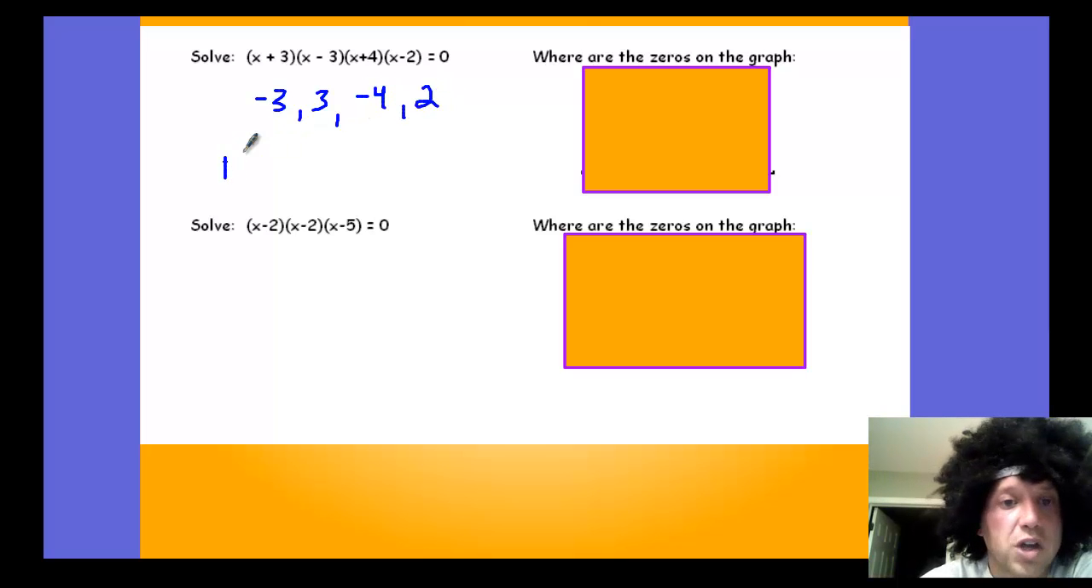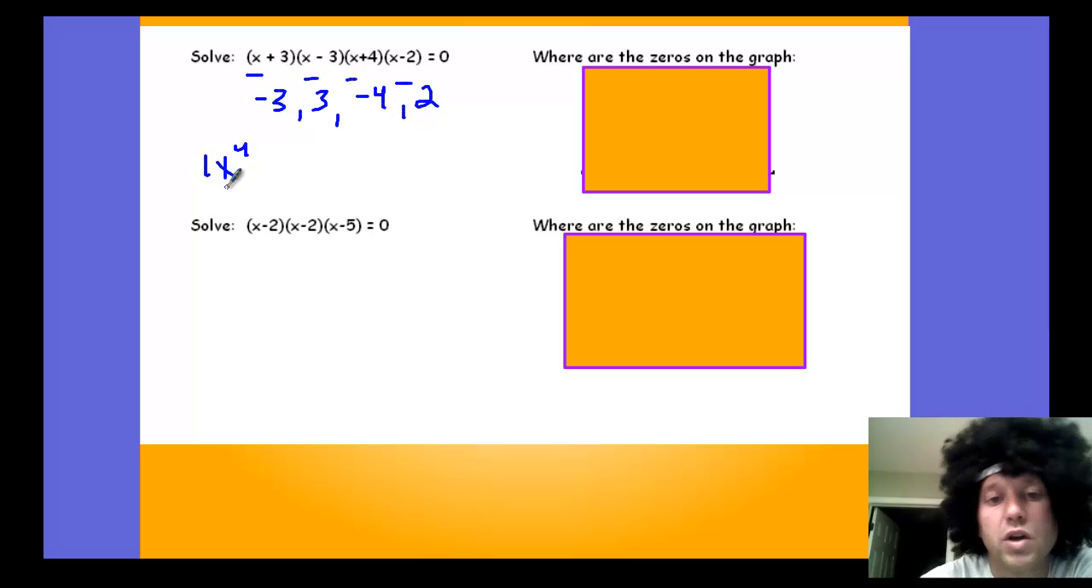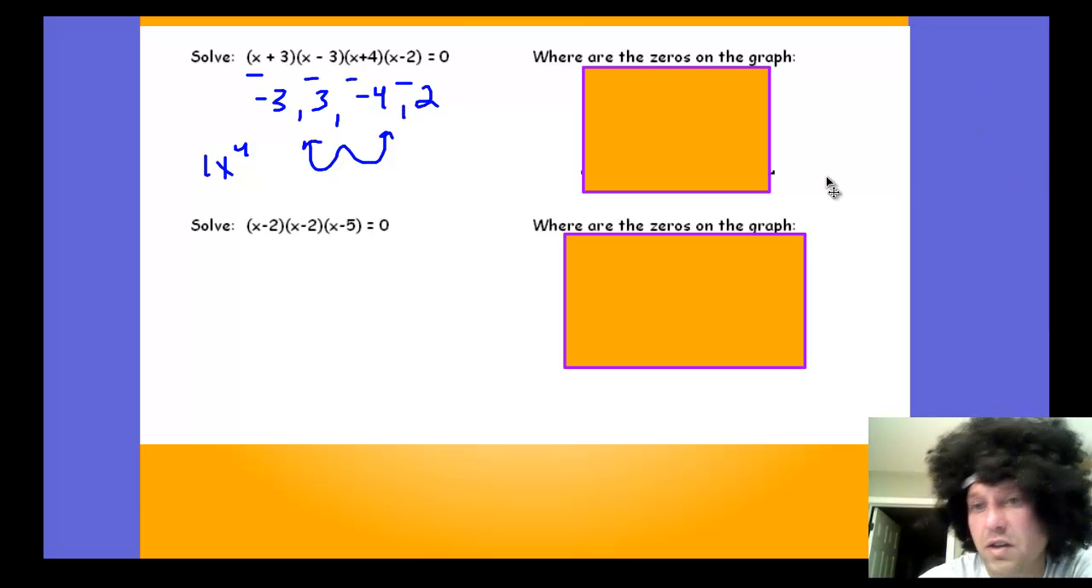We can know the shape, x to the 4th, because we have 1, 2, 3, 4 x's. The leading coefficient is still 1. So I know the general shape. It's got the W going upwards. And so then we can actually graph that.